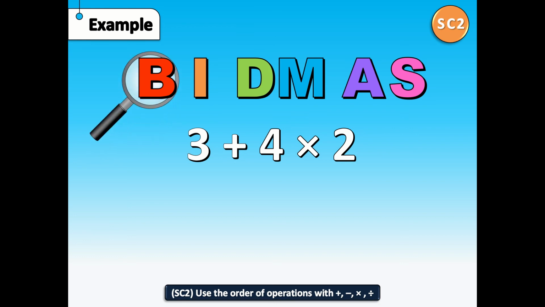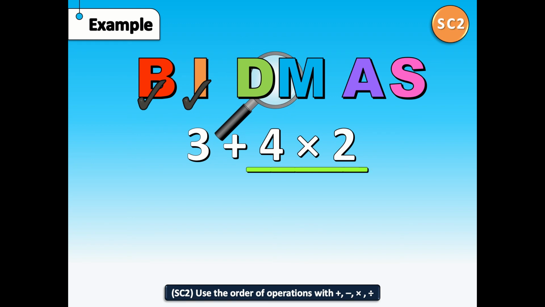So if we go through each letter individually. B for brackets, well there are no brackets. I for indices, there are no indices. Then we look at division and multiplication together, and there's a multiplication. So that's what we do first. So we do 4 times 2, which is 8, and then we bring everything else down.